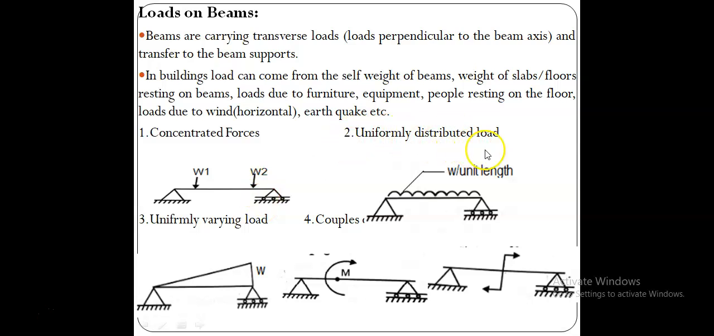Next, let us see the uniformly distributed load. This is nothing but whatever load we are distributing evenly throughout the length of the beam.